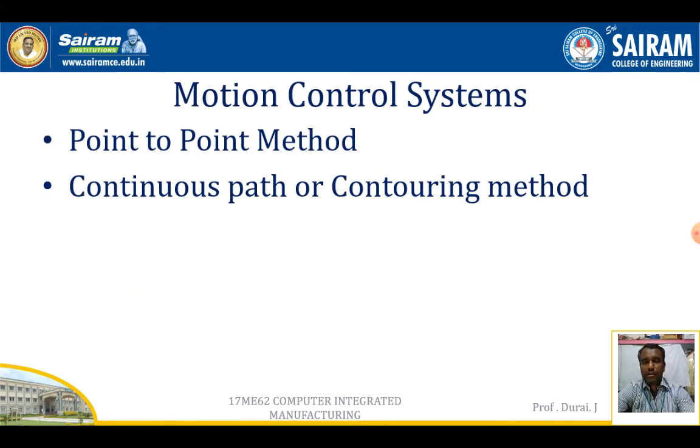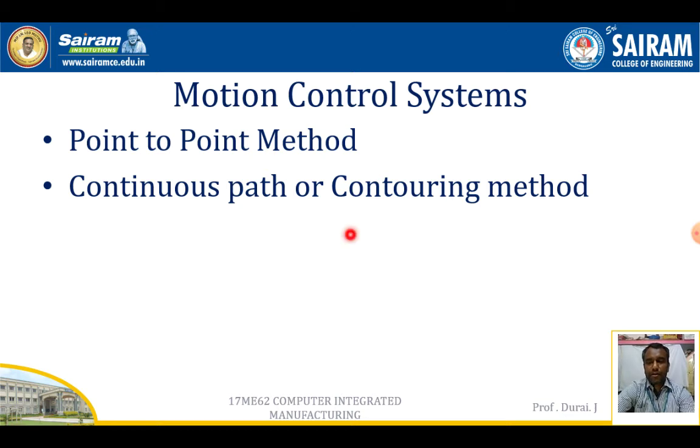Then comes the motion control system. It has the point to point method and the continuous path contouring method. Point to point method means the robot has to move from one point to another point. The path is not important here, but anyway it has to move. So it comes under the open loop control system. So these are the point to point methods.